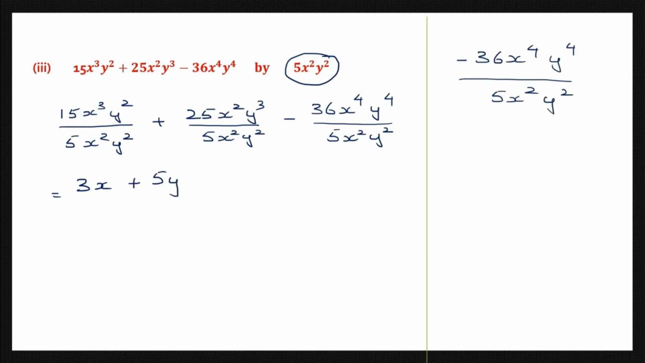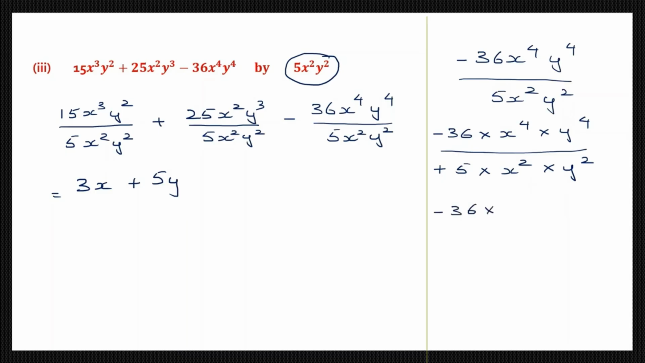So I've taken the third term. So let's do that. Minus 36 into x to the power of 4 into y to the power of 4 divided by 5 into x to the power of 2 into y to the power of 2. Let's see what we can cancel. We cannot cancel 36 and 5, so we're going to leave it as it is. So let's continue. Minus 36 into x to the power of 4 minus 2, y to the power of 4 minus 2 again. So now in the denominator, we only have 5. X and y have been removed.